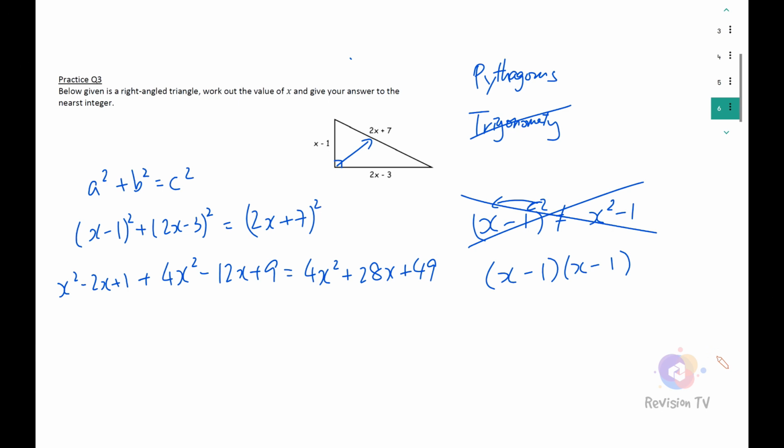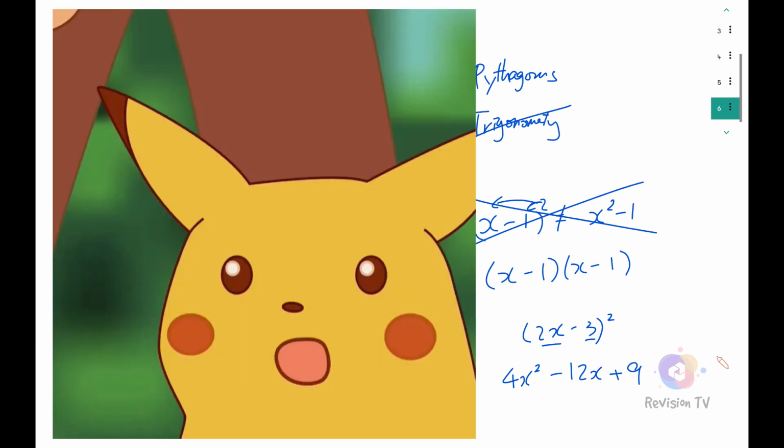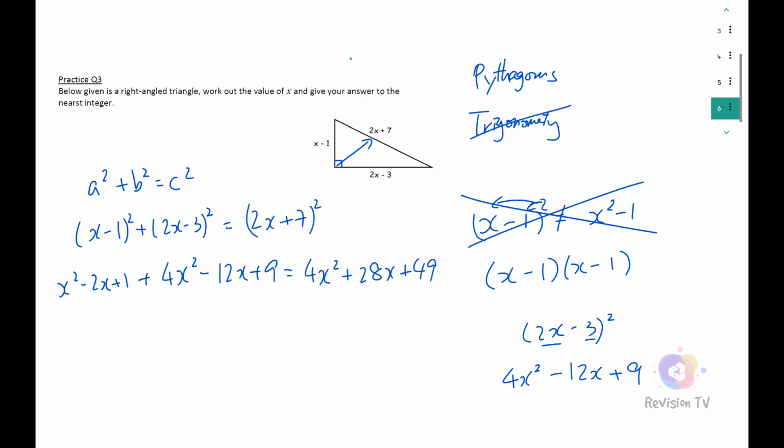If you wonder how I expand a double bracket that quickly, I'll teach you a shortcut. Let's say we do 2x minus 3 squared. First of all, 2x squared is 4x squared. 3 squared is 9. Next, to find the middle term, you multiply these two terms together and then times it by 2. So 2x times 3 is 6x, 6x times 2 is 12x. Because there's a minus, it's minus 12x. If it's 2x plus 3, it will be 4x squared plus 12x plus 9.